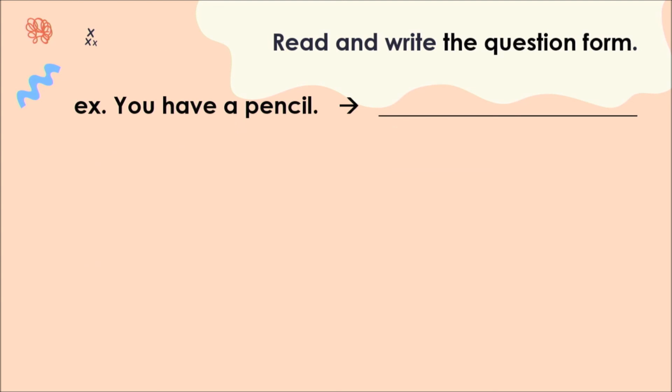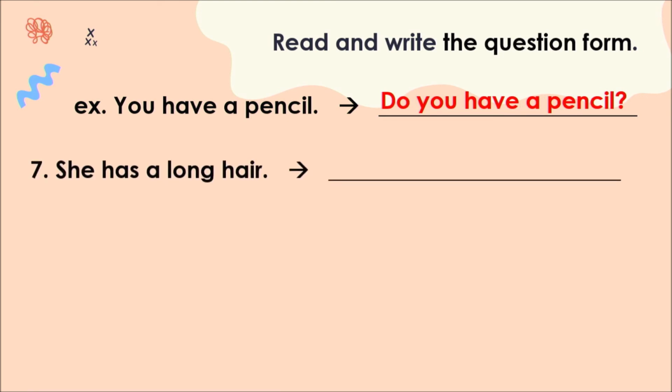Next, read and write the question form. For this one, kids, you will write the question form, okay? You have a pencil. What would be the question form of you have a pencil? Do you have a pencil? Okay. Number 7, she has a long hair. So what would be the question for she has a long hair? Does she have a long hair? Why do we use does? Because our subject is she.